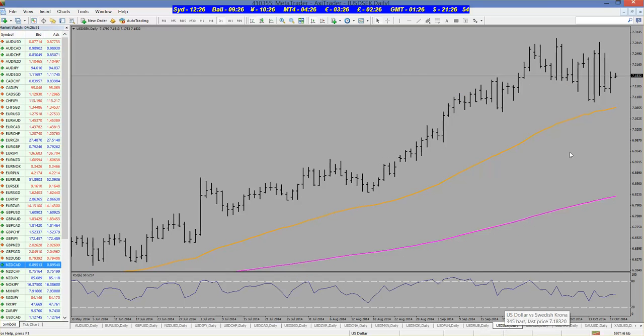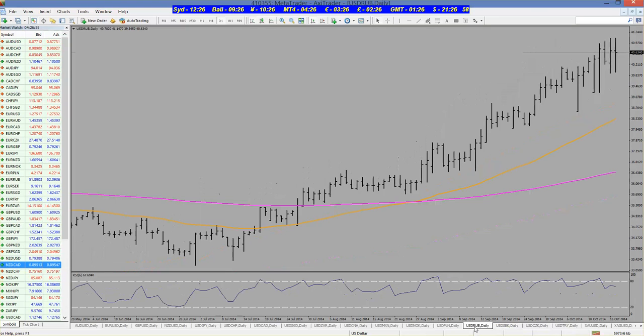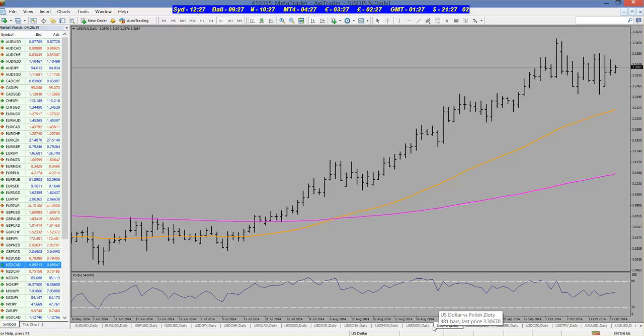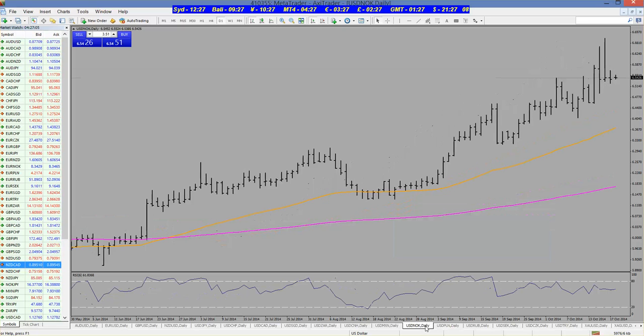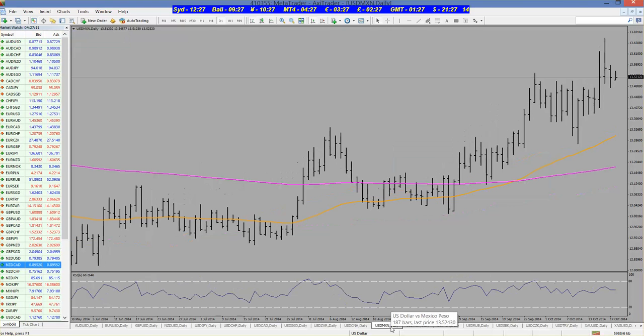Same story. It's rather messy here. I don't like that. You can find better setups. I'd stay away from the ruble. The zloty, that's just going sideways. There's no trade. NOK daily, yeah, wouldn't be looking at the daily. Be looking at the shorter time frames.